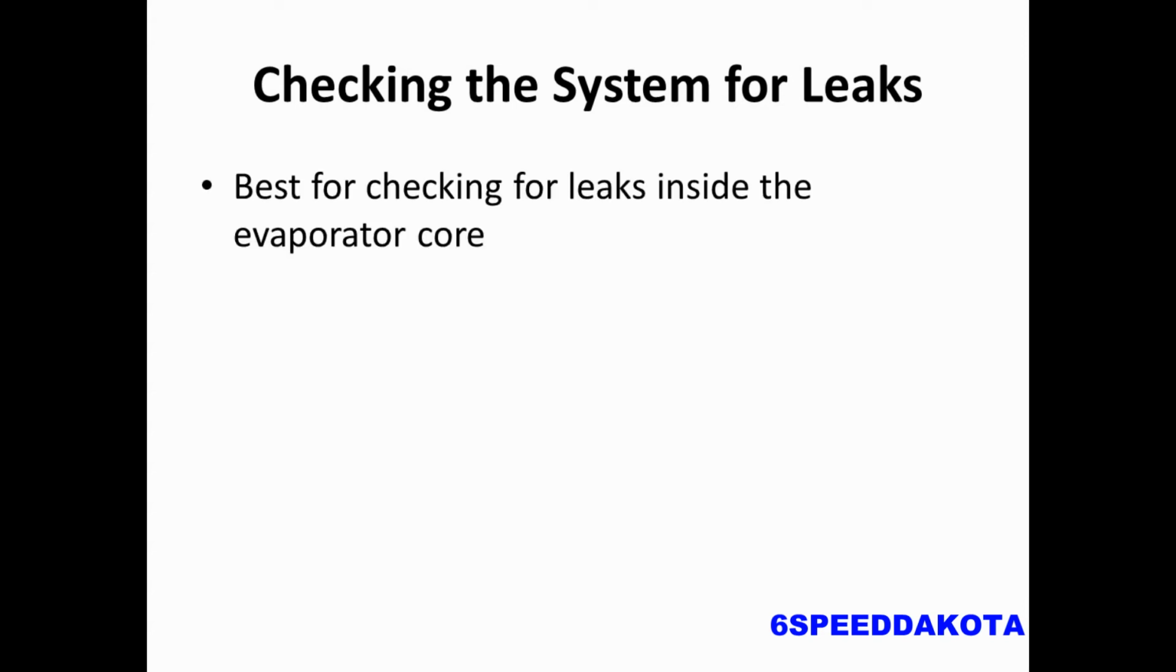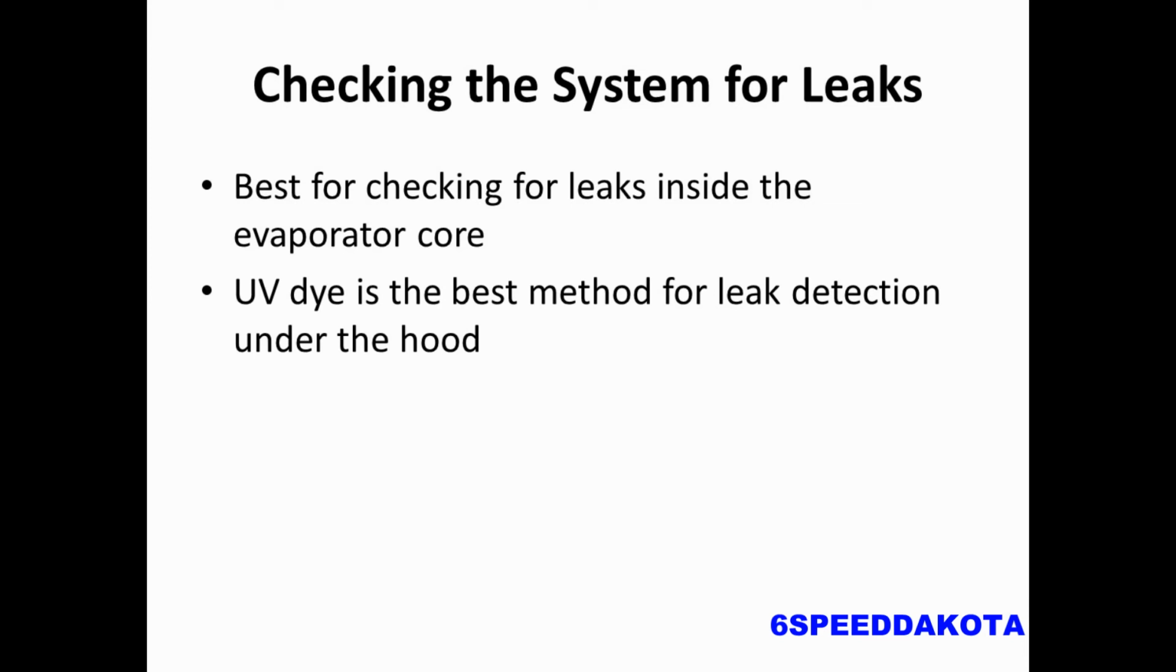So the sniffer is actually best for checking for leaks inside the evaporator core because you can shove it down in the vents, and if the refrigerant is leaking, it'll beep. It's really hard to see the evaporator without taking half the car apart. So you kind of want to confirm this, and you can't really see it with your UV light, which is the other method. So UV dye is the best method for leak detection under the hood. Sometimes you can actually see it coming out of the evaporator drain. If it's bad enough, you can see the dye in the drain hose.